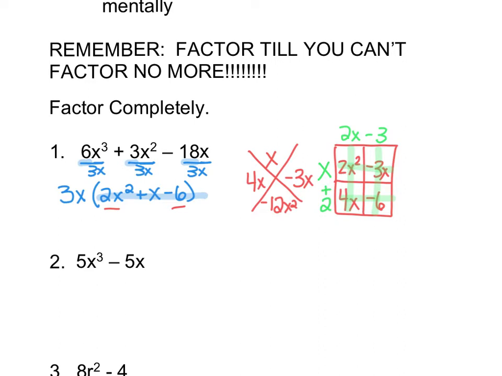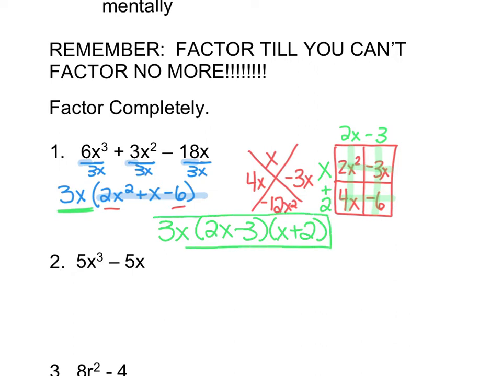So, final answer, don't forget this 3x that we pulled out at the very beginning. That's going to go outside the parentheses. And then we now have our other factors of 2x minus 3 times x plus 2. And you can see if you look in each one of those, there's nothing else we could factor out besides 1. So this would be my final answer.